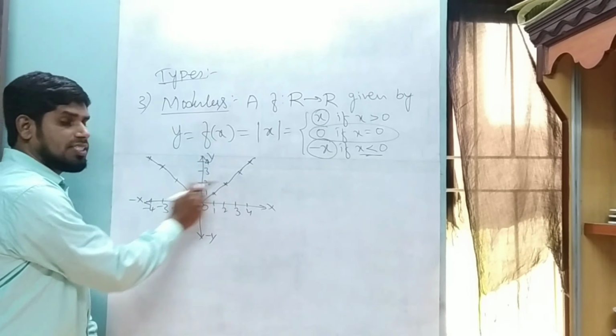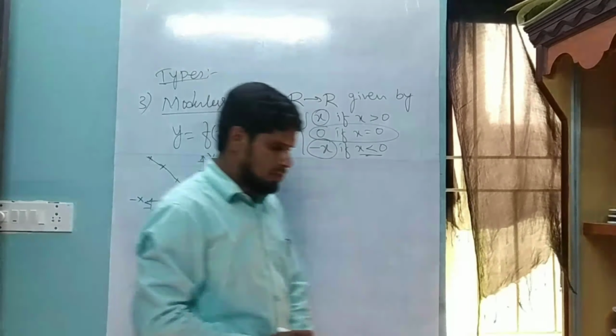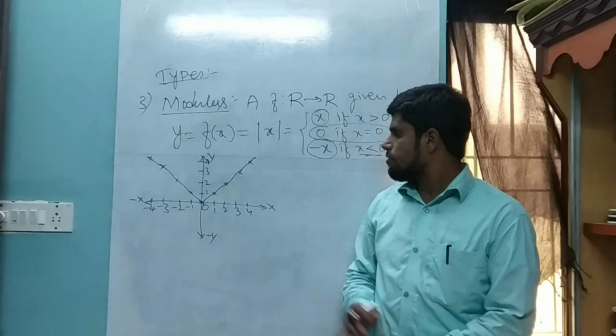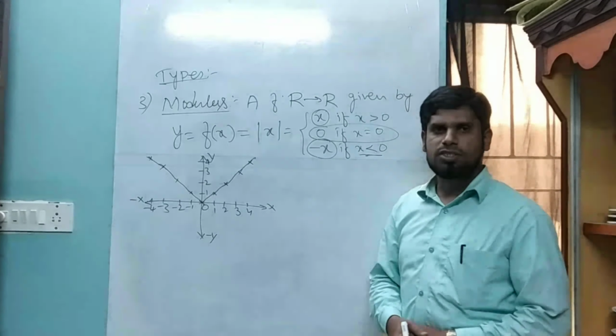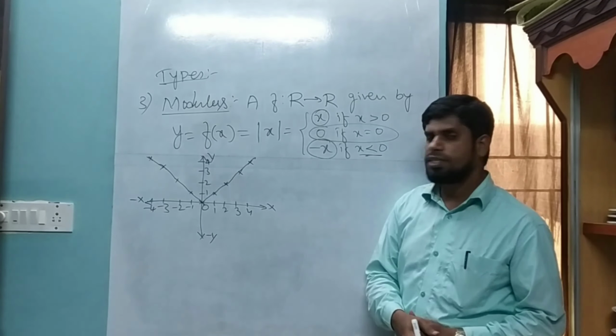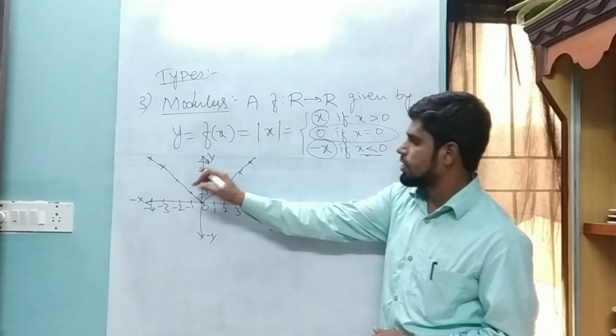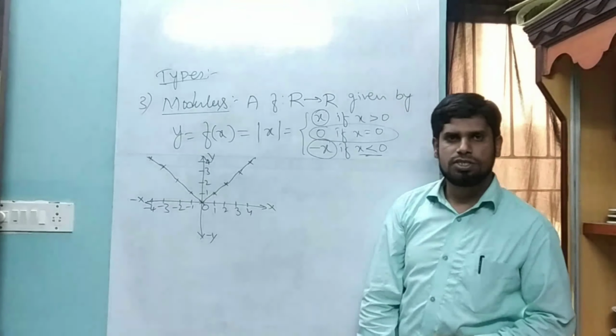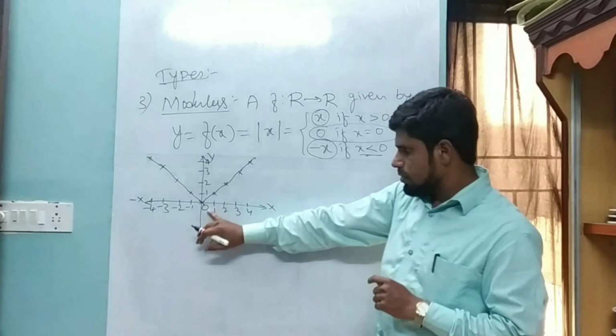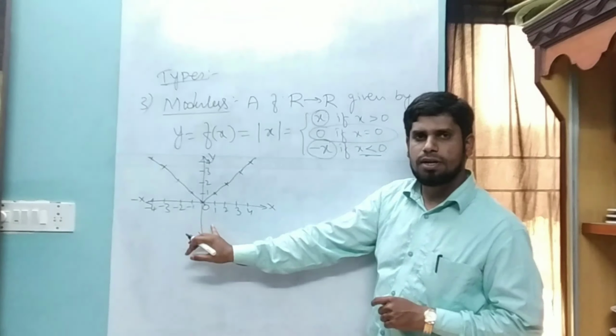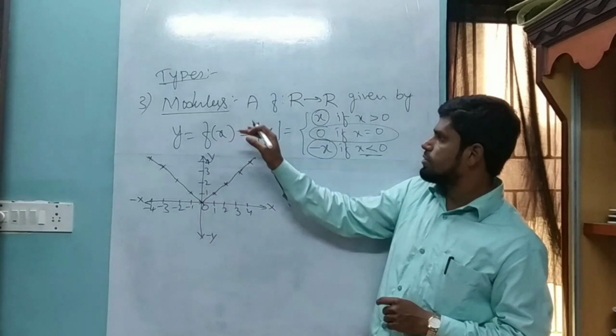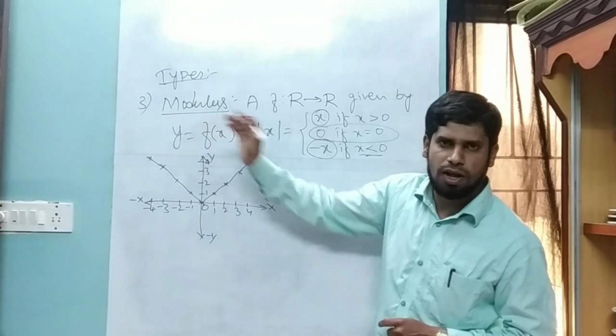here I am getting a V-shaped graph. So we can give a conclusion that the modulus function graph is always a V-shaped graph. It looks exactly like a capital V. So it is a V-shaped graph. It never comes below the origin, because modulus always gives positive answers.